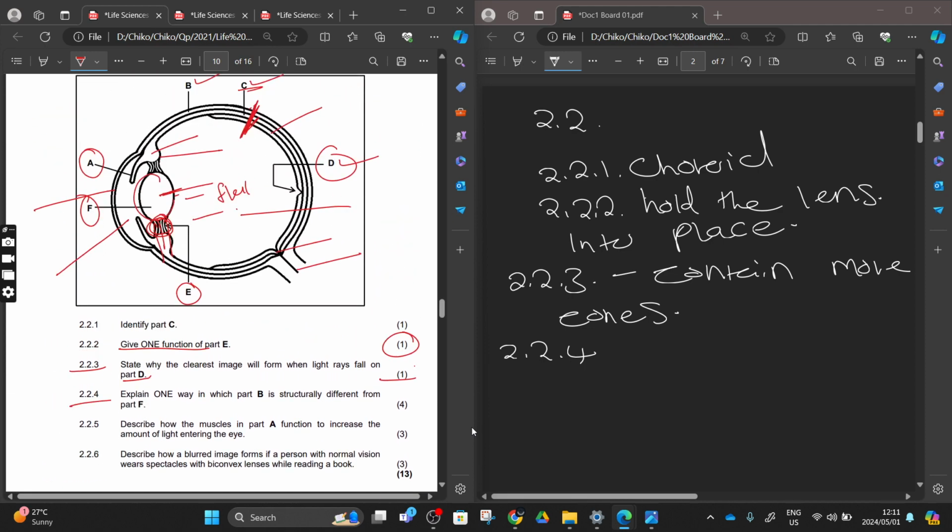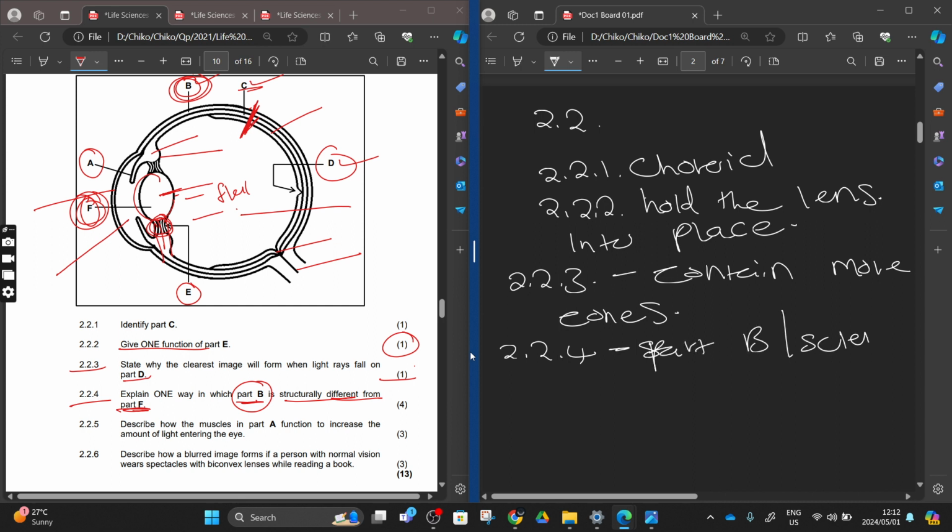2.2.4, explain one way in which part B is structurally different from part F. Which one is part B? Part B is the sclera, and part F is our lens. What is the difference between our sclera and our lens? You come here to 4 marks anyway. You start by saying part B, this one is the sclera, and then you explain that the sclera is not transparent.